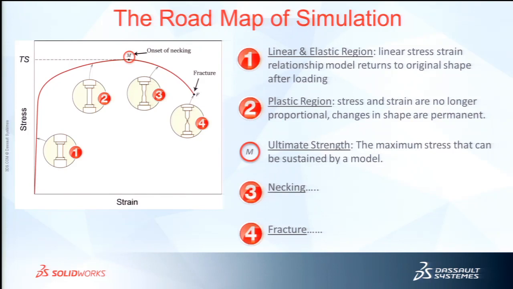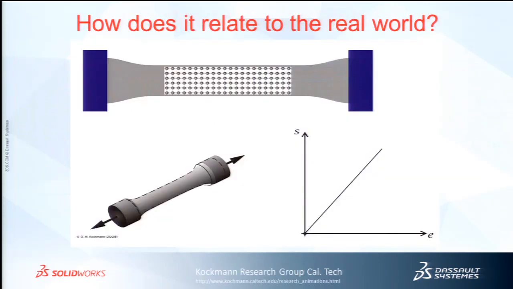And then we have this point M. This is the maximum stress that an object can sustain. So after you hit this point, all of a sudden now the stress will start to decrease, necking will occur, and ultimately it will fracture. We're not going to talk about necking or fracture, and also we're not even going to talk about ultimate strength either here, because us as designers need to concentrate only on this linear region when we're doing SolidWorks simulation.